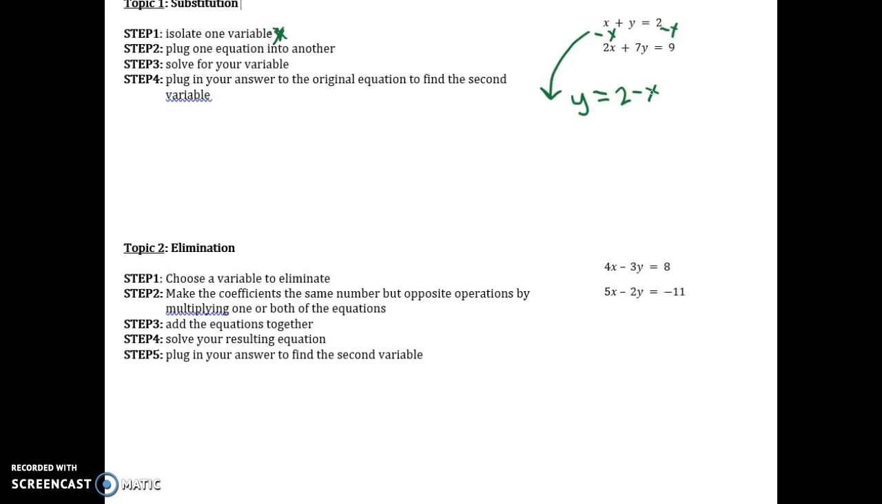After I isolate a variable, I plug one equation into another. So I take this isolated piece, and I'm going to substitute it, or plug it in, for the y in the equation I did not manipulate. So this goes in right there for y. And now I write 2x plus 7 instead of y. I write this. Usually I say we write it in parentheses.